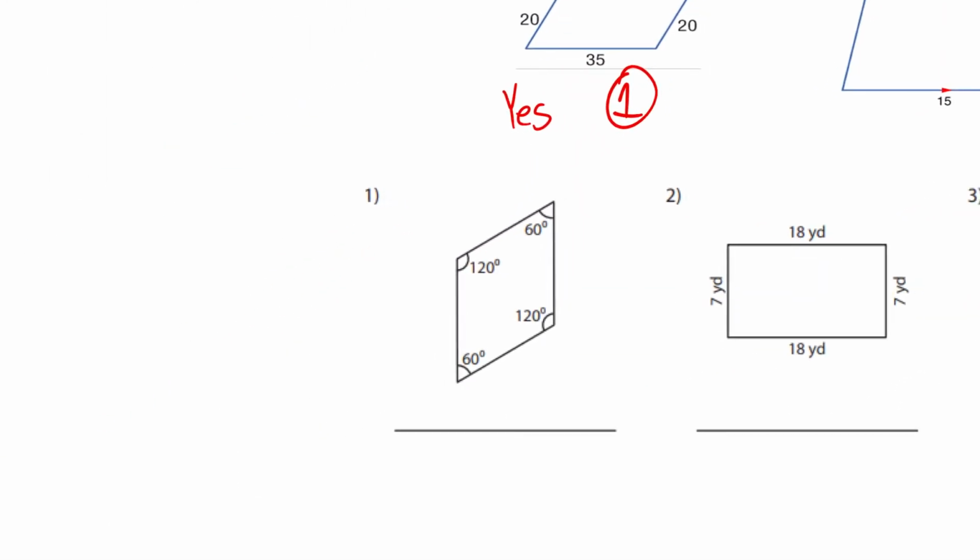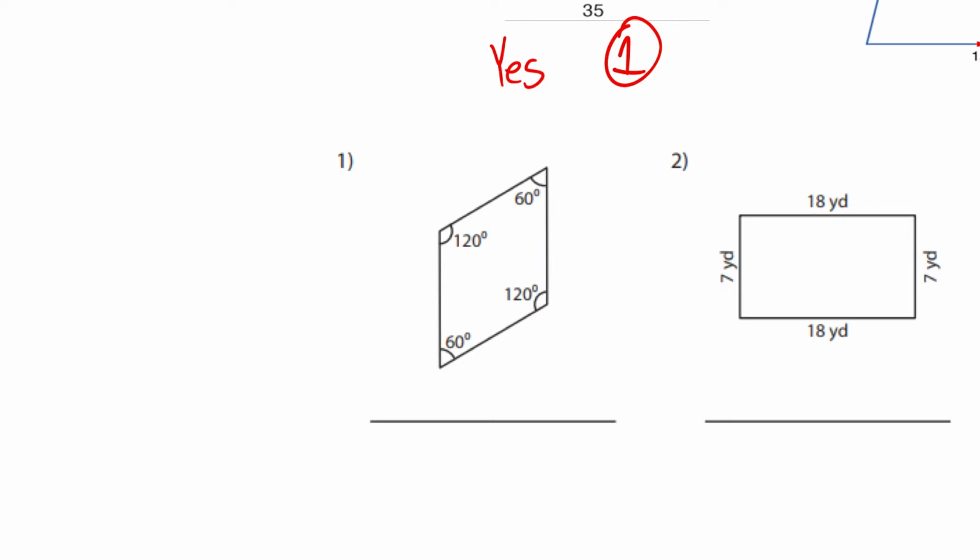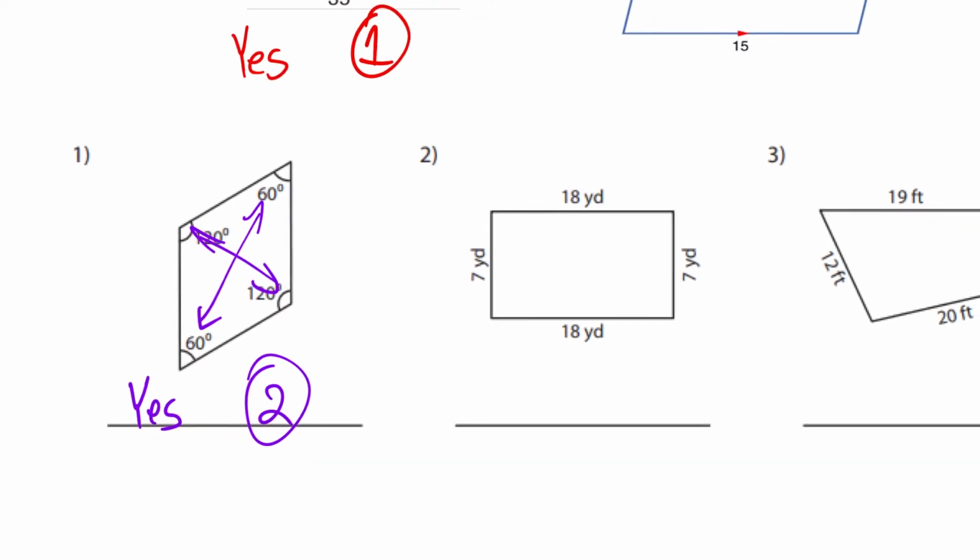Okay. Is this one a parallelogram? Yes, based off of which condition? The second condition, because both pairs of opposite angles are congruent. Okay, number 2, is that a parallelogram? Yes, off the first condition.